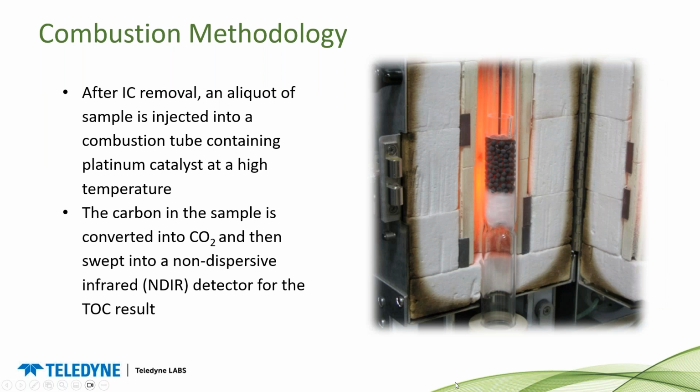After IC removal, an aliquot of sample is injected into a combustion tube containing platinum catalyst at a high temperature. And our tube is inside a furnace that opens up. It's what we call a clamshell design that will open up and give you easy access for combustion tube maintenance. Once the carbon in the sample is converted to CO2, it is swept into the NDIR detector for the TOC result.